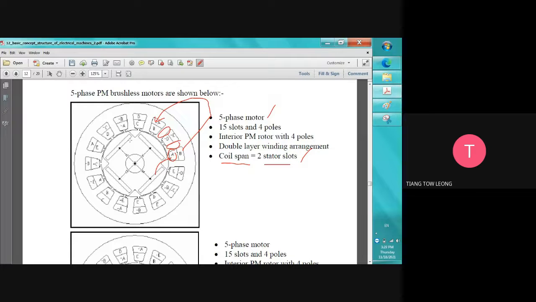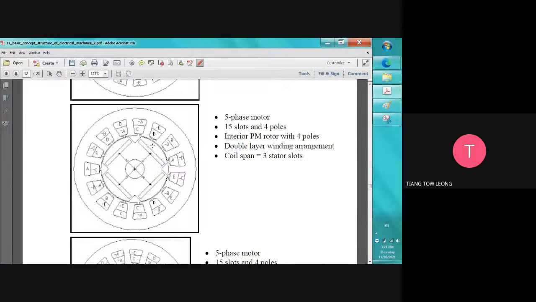For example, if let's say I slot in 1, and then go in, and then go to here, and then go out like this. So I have a 1, it covers this side, it covers 1 teeth, 2 teeth, 3 teeth, the third teeth. So the stator tooth, it covers 3 tooth. Then it will be 3 stator slot, or we call coil span is 3. So another one 5 phase, 15 slot, 4 poles. So still the same double layer, coil span 3. This one coil span 3.